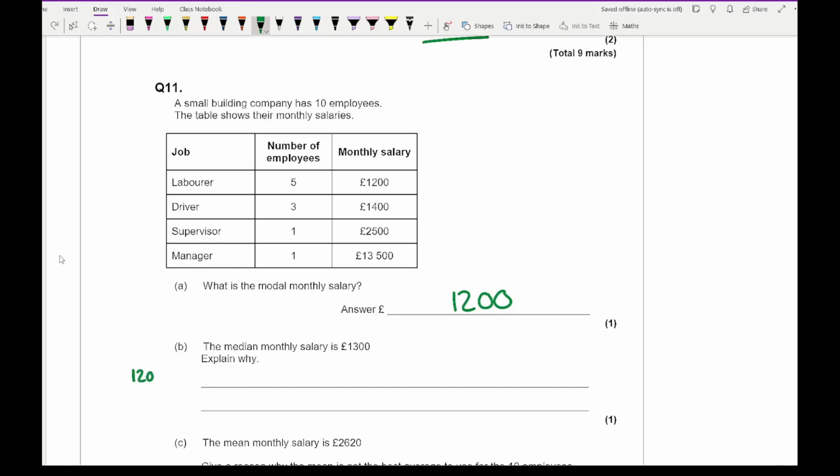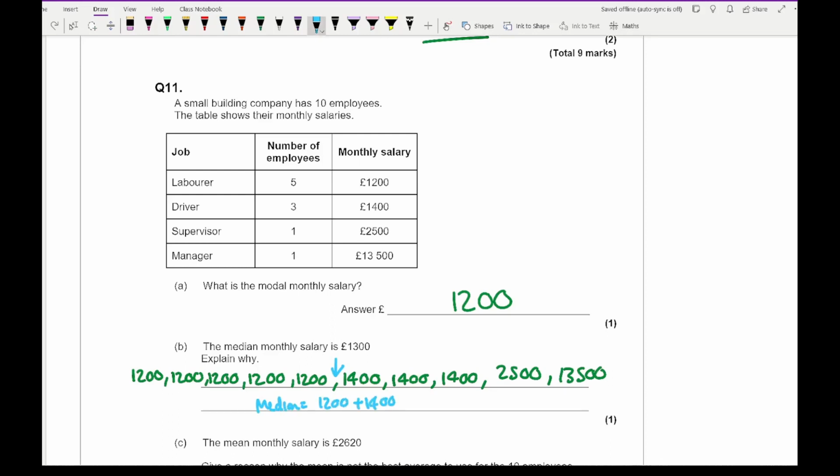So here I've got 5 people with 1,200. I've then got 3 people with 1,400, and 1 person with 2,500 and 1 person with 13,500. So here what I then want to do is work out the median value, and the median one is going to be in between here. So the median is 1,200 plus 1,400 divided by 2, which equals 1,300.